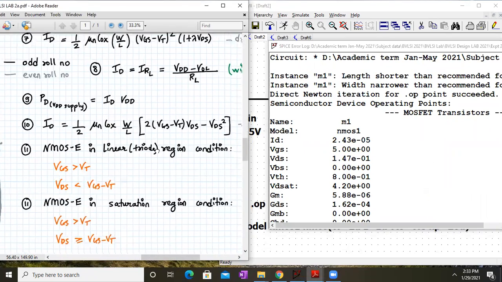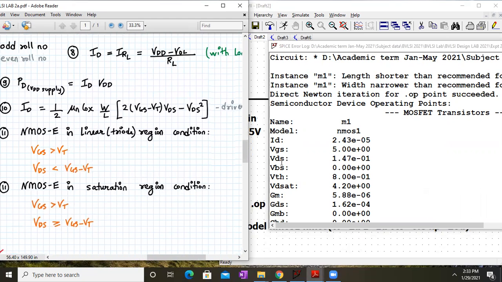Now let's check whether the transistor is in linear or saturation. Okay, so what is the VGS value? VTH value is 0.8. Okay, so over here my first condition is satisfied always. My VGS is 5 volt and my VTH is 0.8. So my VGS is greater than VT value, correct? 5 volt is greater than 0.8, correct?